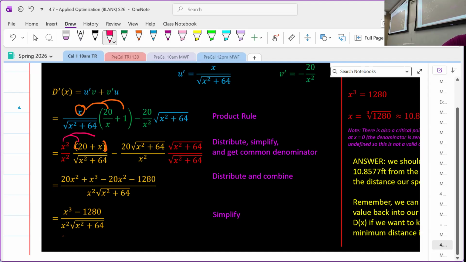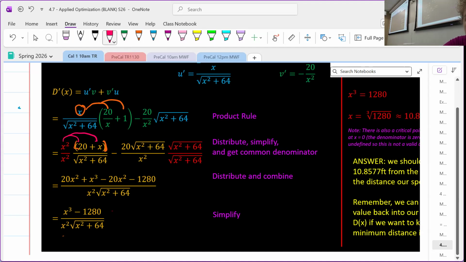So our x squared times 20 and times x gives us the 20x squared plus x cubed. And then on this side, we have minus 20 times, we'll end up with x squared plus the square root of x squared plus 64 squared, which cancels the square root. So it's 20 times x squared plus 64, but it's a minus 20. So that minus 20 gets distributed through. That's how we get that other part on top. And so we end up with this crazy fraction as the simplified derivative.